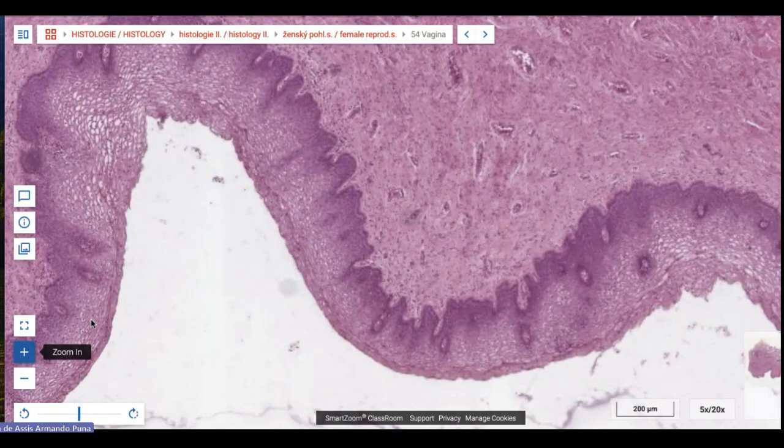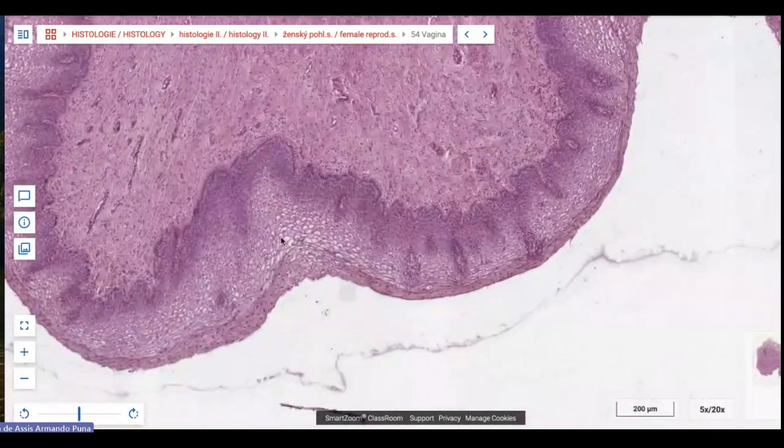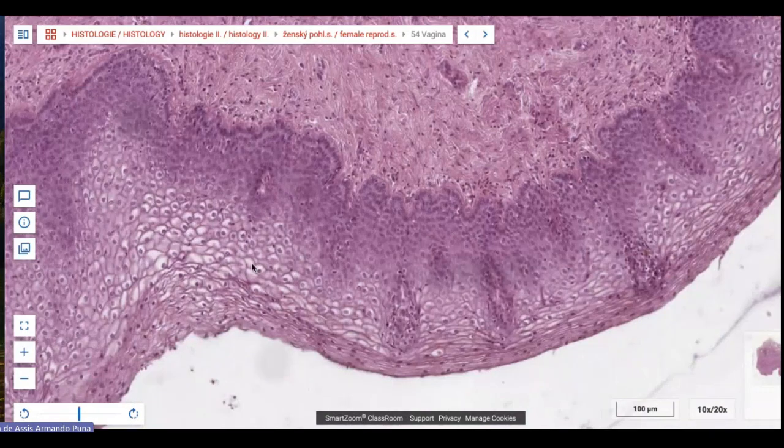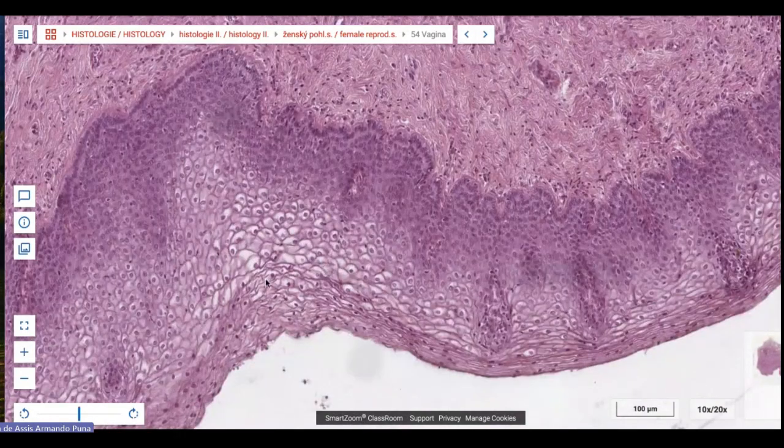Okay, but when I do zoom in, one thing that I notice is that there are a lot of light cells. What are these light cells? This is basically just your epithelium that is accumulated with glycogen. Why is it accumulated with glycogen? Glycogen protects the vagina from pathogens.